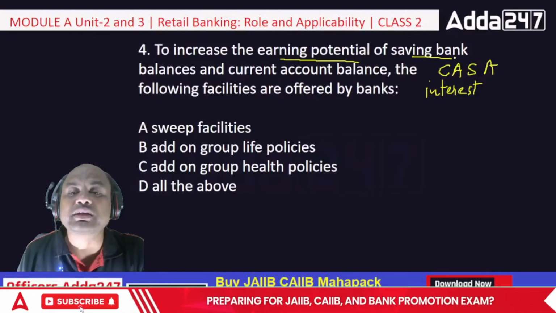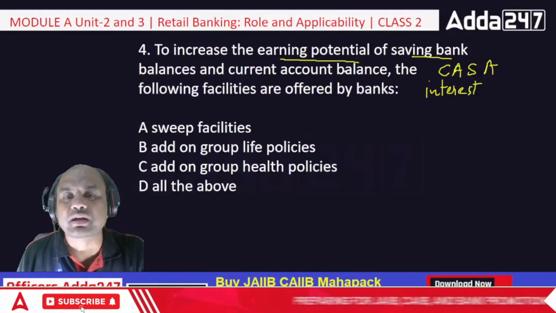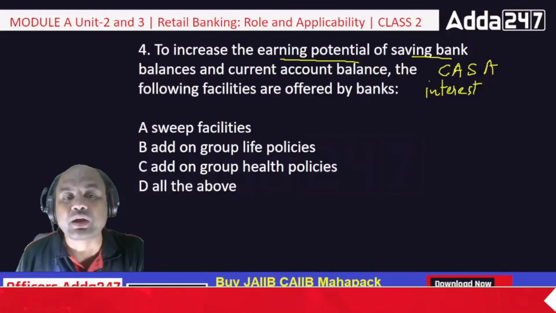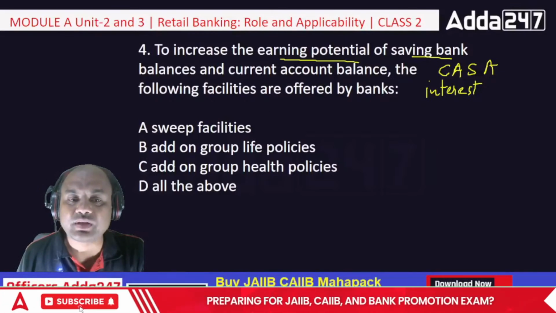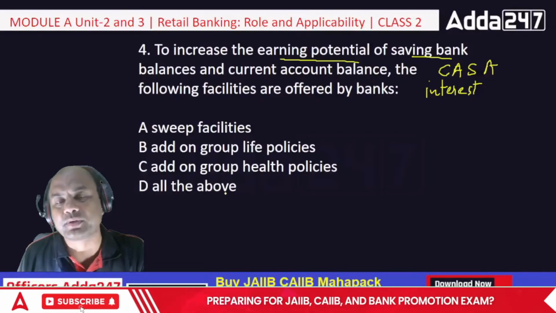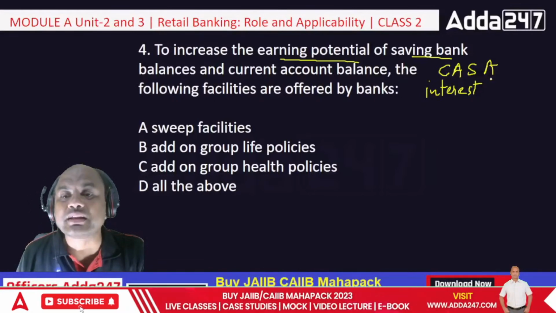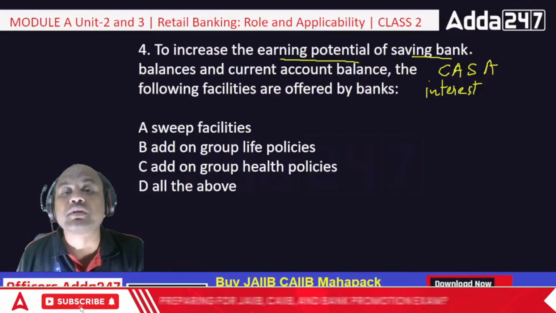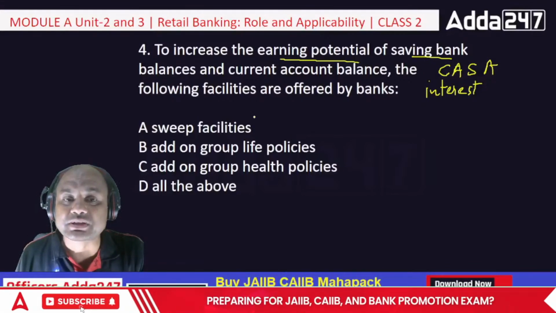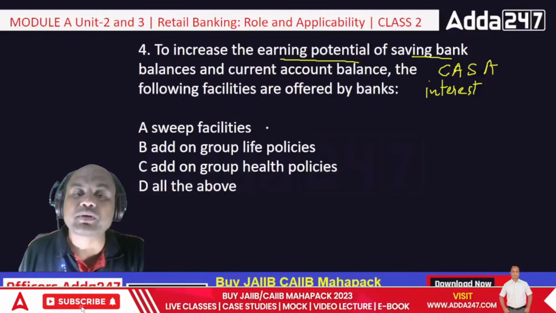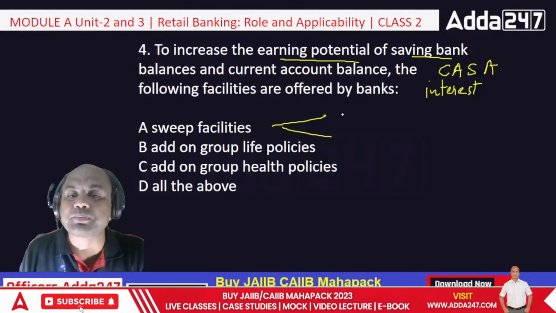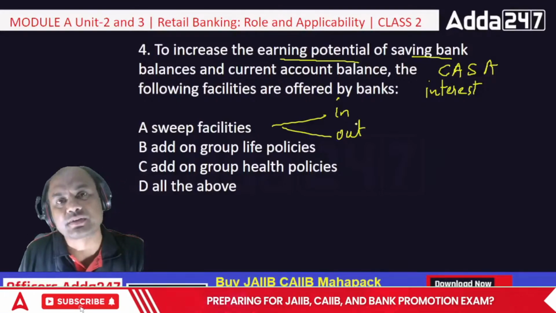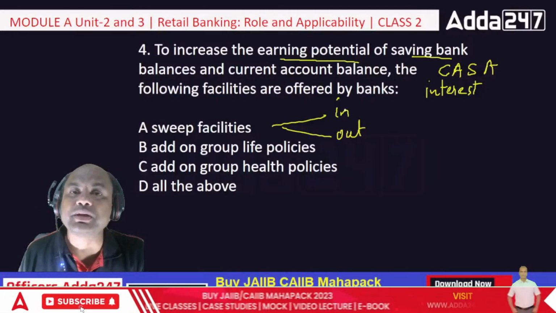So that's why, to increase the savings bank and current account balances, the following facilities are offered: sweep facilities, add-on group life policies, add-on group health policies, and all of the above. Means we are telling the customers to please open the savings account, and for that we are giving them various features. So what are those features? Sweep means what? There are 2 sweep facilities. Sweep in and second is sweep out. Both the facilities are there.